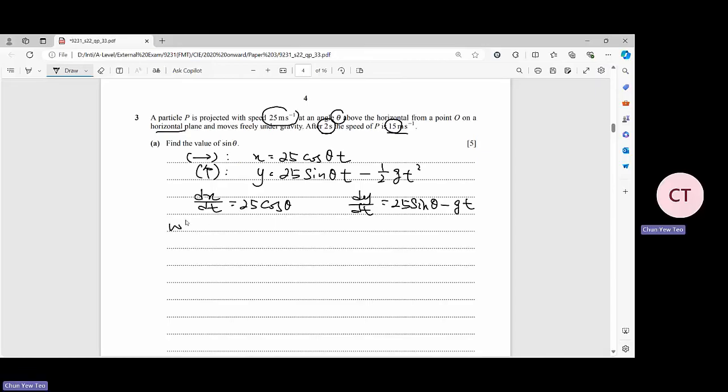So when t is equal to 2, your v is equal to 15. For v, the formula is the square root of dx/dt squared plus dy/dt squared, which is equal to 15. Okay, so we are using this formula. The dx/dt is not affected by t, so just write down this with the square. The dy/dt is 25 sin theta.